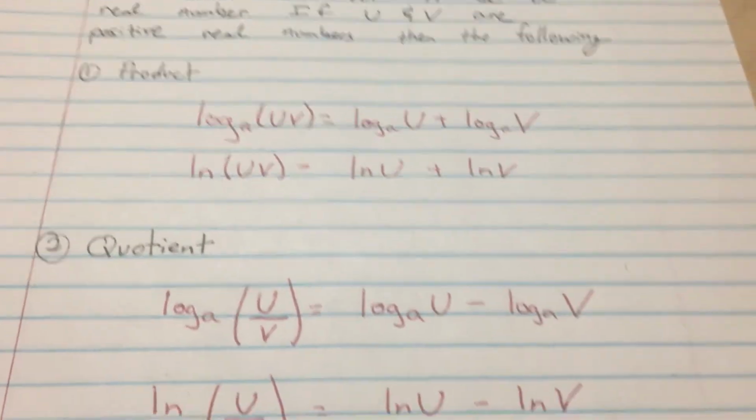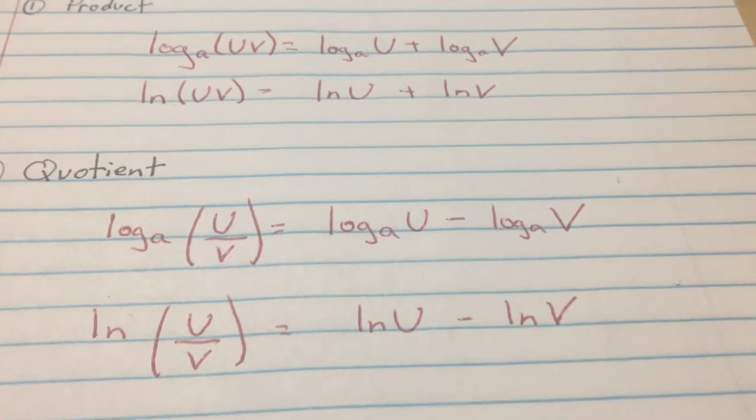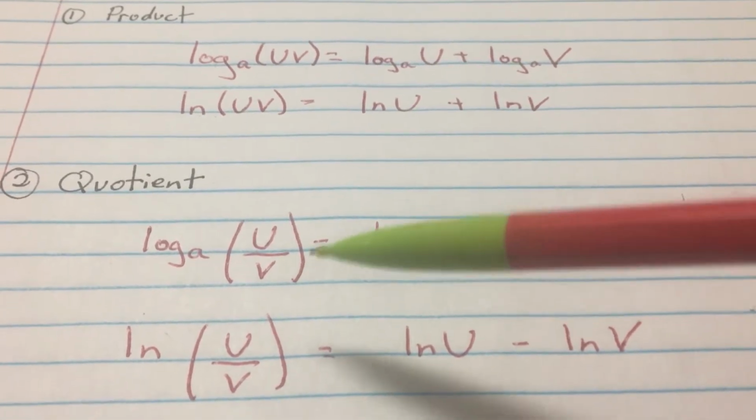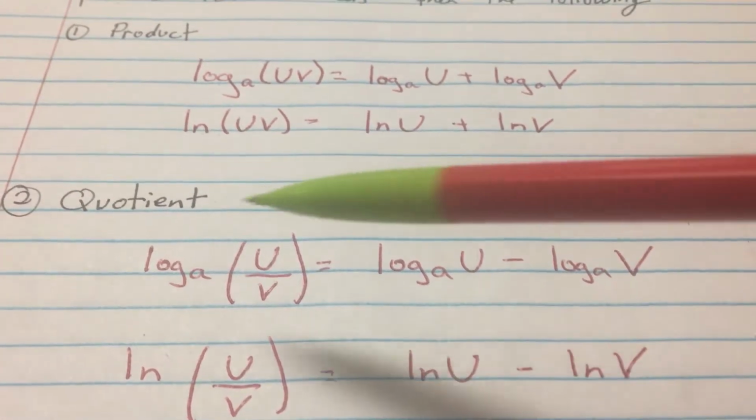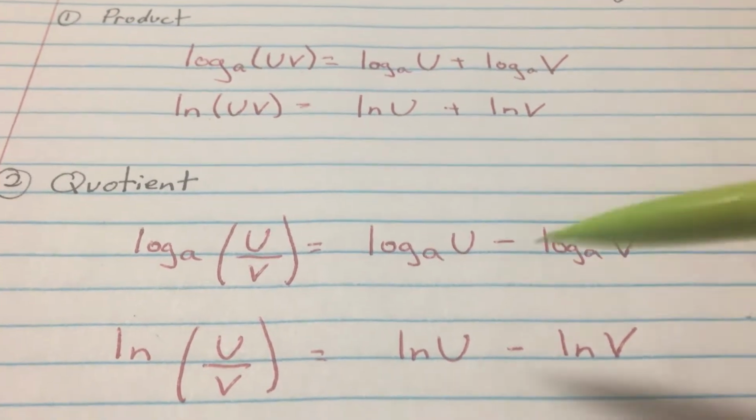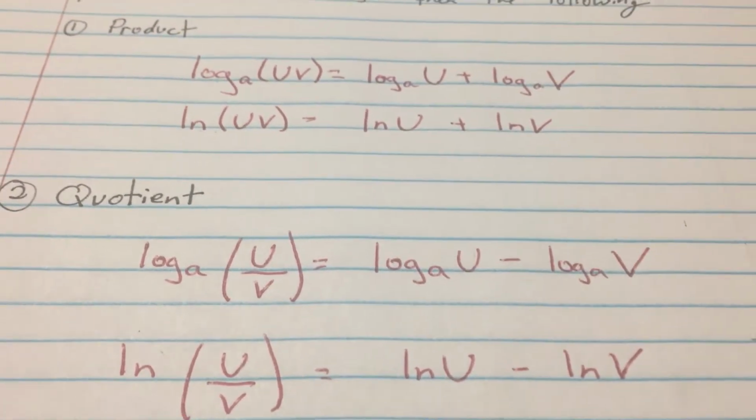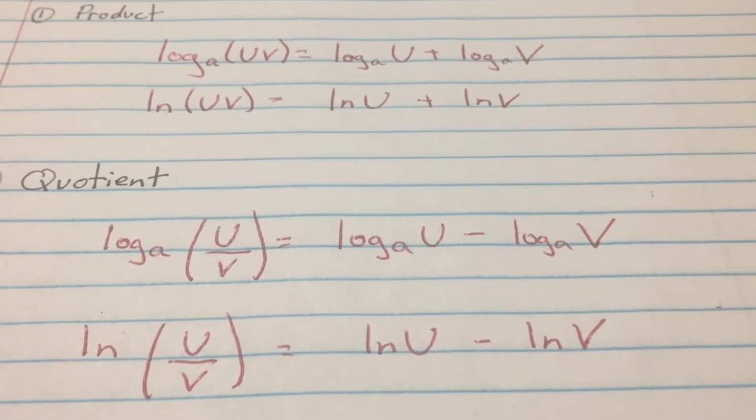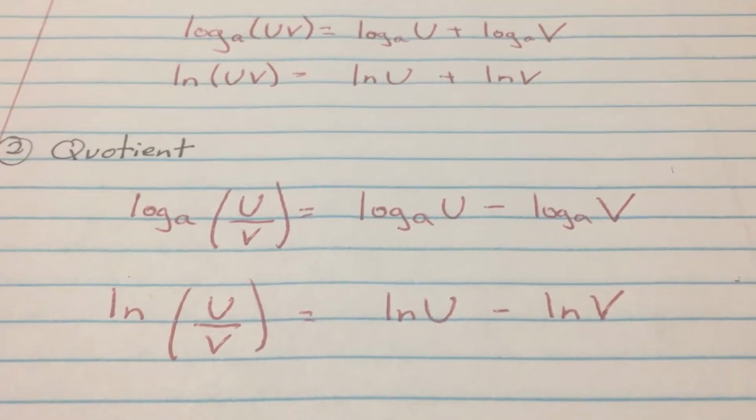The next one is our quotient property. So quotient stands for our division. And so as long as everything inside our parentheses is being divided by, we can separate the numerator and denominator using a subtraction sign. Notice that this is what's known as condensed form because there's only one log, and this is known as expanded form because there are several logs. All the logs have the same base of A or the same base of E for the natural logs, and numerator is always on top of your denominator.